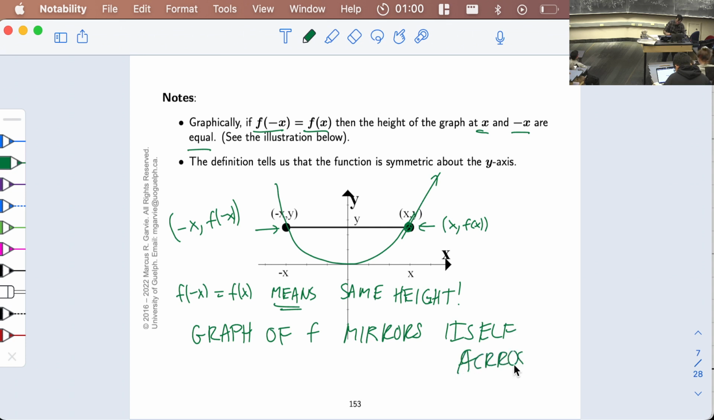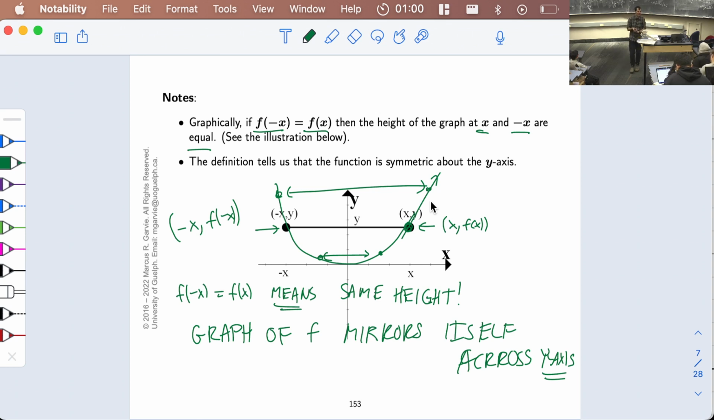And what is it mirroring across? Across the y-axis. So the graph of f is a mirror image of itself. It's the same height on both the one side and the other side. You could draw it by doing a mirror image. And the definition says it has to be true for all the points. So all these points are the same height on the graph. That's why it's a mirror image of each other. That's why even is secretly saying it's a symmetric function about the y-axis.